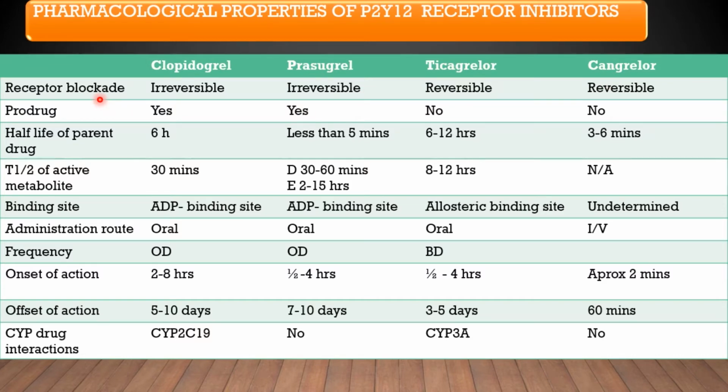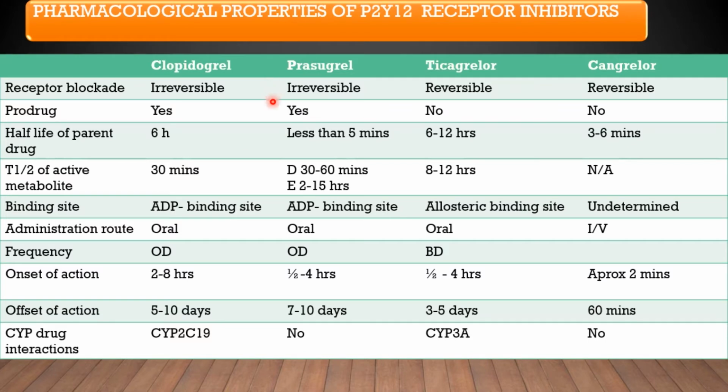Starting from the mechanism of action, first we will discuss clopidogrel. It is an irreversible receptor inhibitor. It is a prodrug. Half-life of the parent drug is 6 hours, and half-life of the active metabolite is 30 minutes. Binding site is the ADP binding site. It is administered orally in a single once-daily dose. The onset of action is 2 to 8 hours, and the offset of action is 5 to 10 days, and it has cytochrome P450 drug interactions.